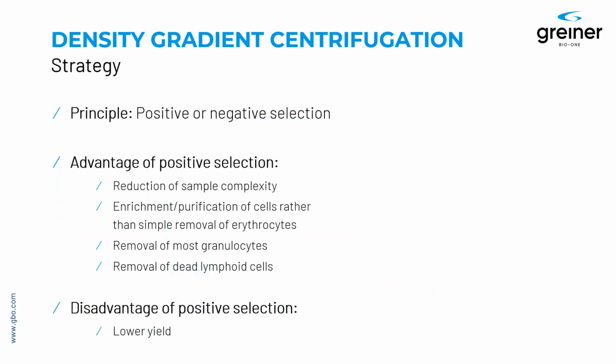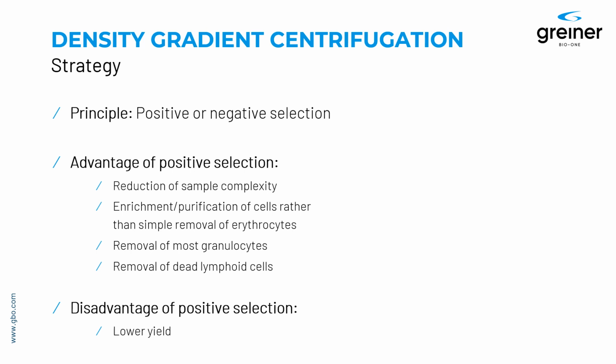When enriching or separating a specific cellular subset out of a complex mixture such as blood, positive selection or negative selection can be done. Performing positive selection with density gradient centrifugation reduces the complexity of the target sample to a considerable amount because mononuclear cells are purified over erythrocytes, granulocytes, and most of the platelets. On top of that, dead lymphoid cells are removed. On the other hand, there's some loss of target cells due to cell-cell interactions or because of the density span that is inherent in any cell subset.